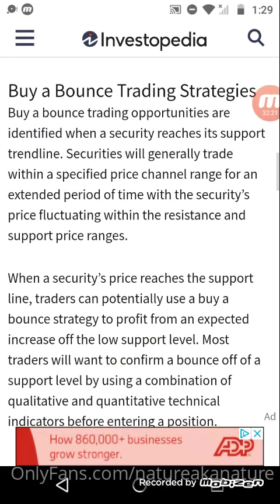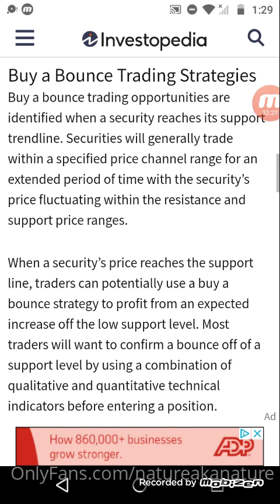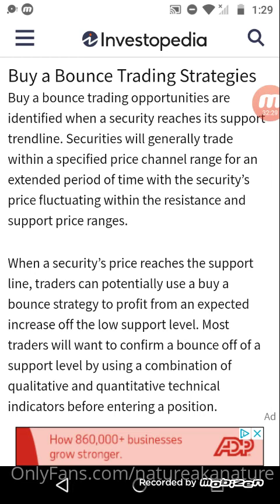A security will generally trade within a specific price channel range. It will go through this period of time before fluctuating in the actual direction that it wants to go. So it'll fluctuate off the resistance and support areas before actually going back in that direction. It will bounce back off of resistance and support before actually going in that direction. When a security price reaches a support line, traders can potentially use a buy bounce strategy to profit from an expected increase off a low support level.